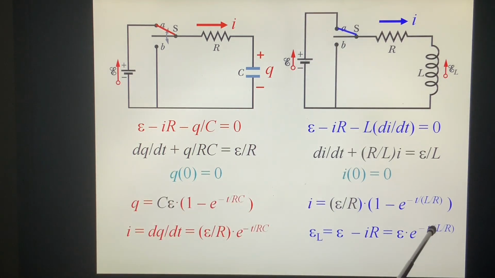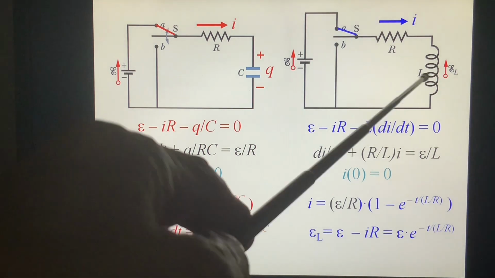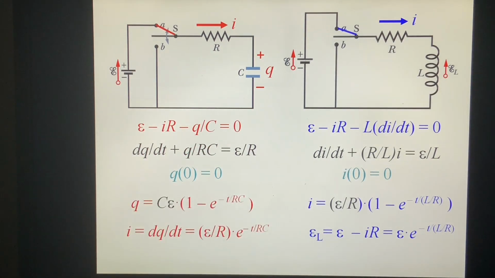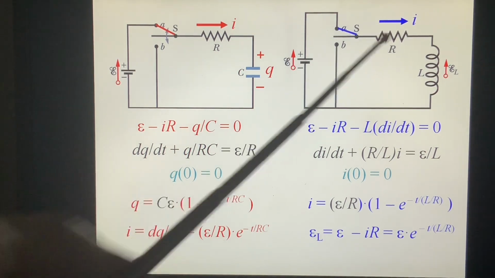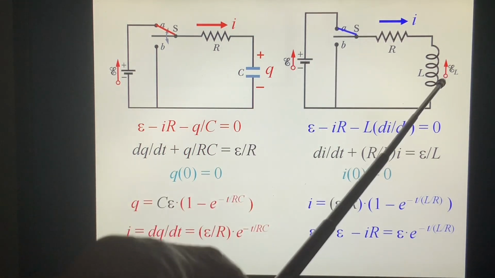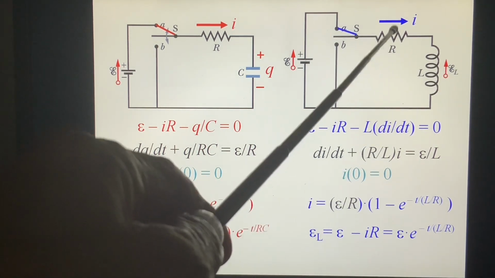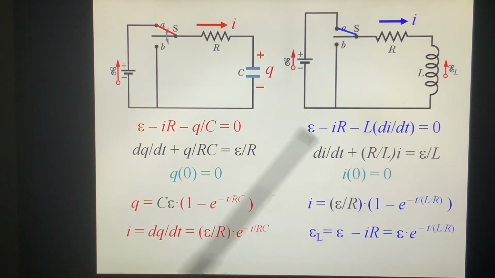When t equals 0, this is 1. So the EMF across L is very large. This is the self-induced electromotive force working against the change. And I is 0. Then I gradually increases, and the EMF gets smaller, until it is 0. This is the maximum, epsilon over R.